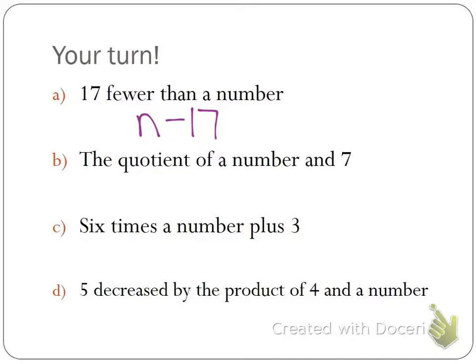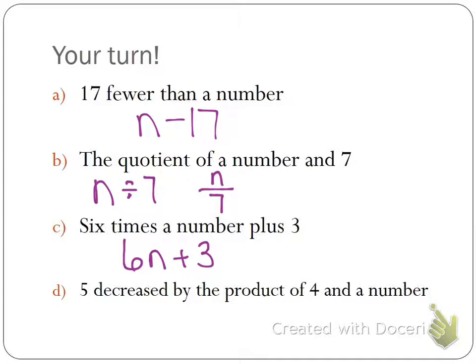What about B? Quotient of a number in 7. N divided by 7. Very good. And you can write it either way. What about C? 6 times n plus 3. And D?